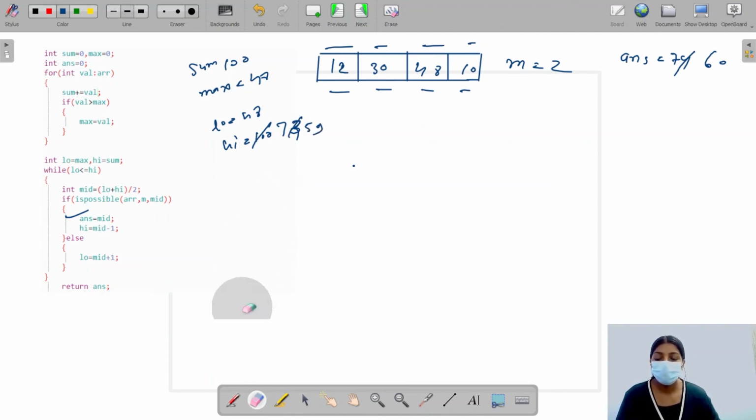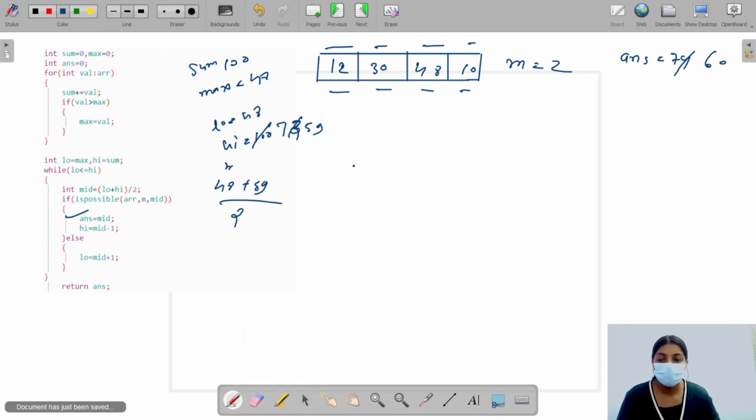Now I again calculate my mid. So 48 plus 59 is 107. 107 by 2 is equal to 53. Okay, my mid is 53 now. All right. I again check by keeping a load of 53. So it says no, it's not possible.